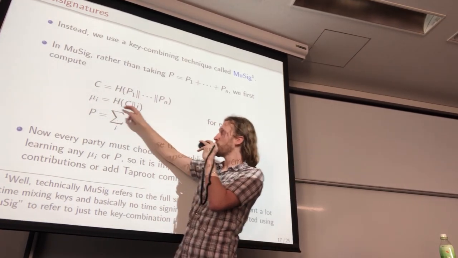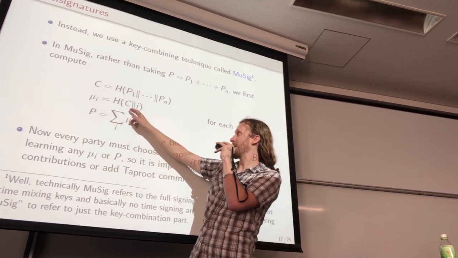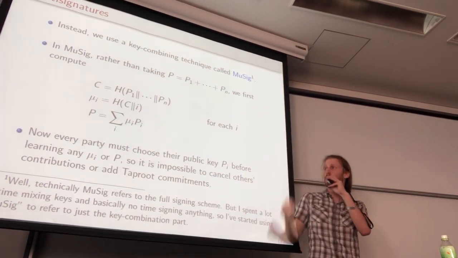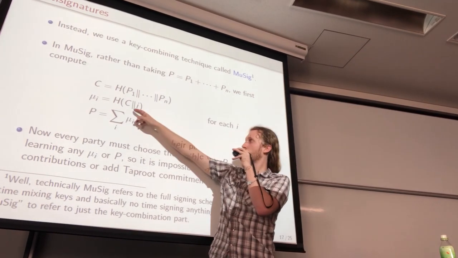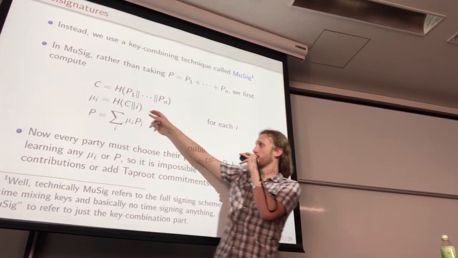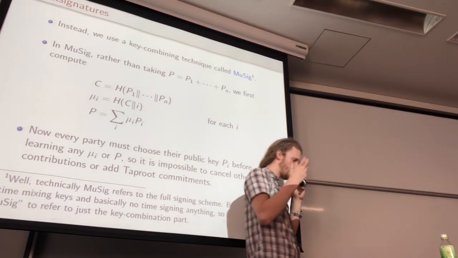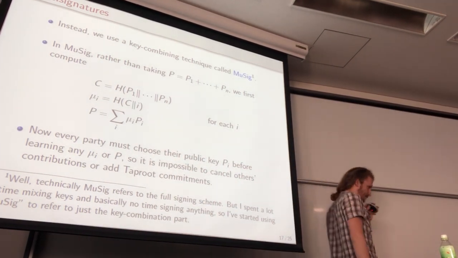We're then going to, for every participant, hash up that hash along with their index. So we're going to number everybody, 1, 2, 3, 4, 5. And then we'll get what's called the MuSig coefficient. And then before we add anyone's public key to the sum, we're going to multiply by the MuSig coefficients.